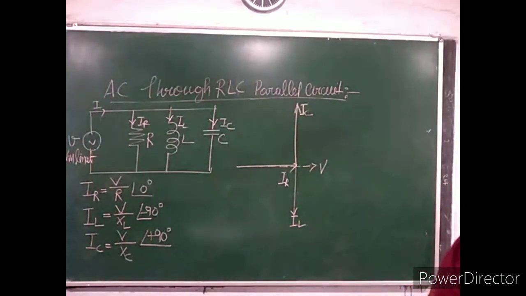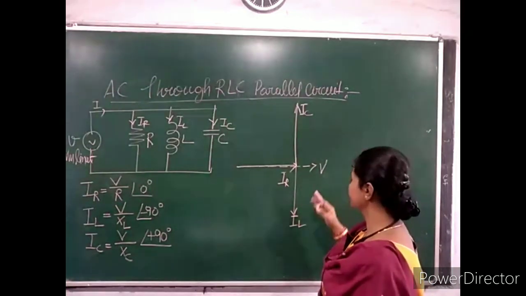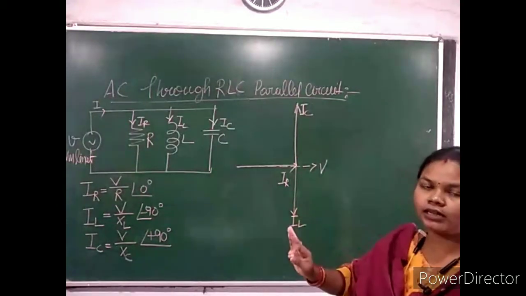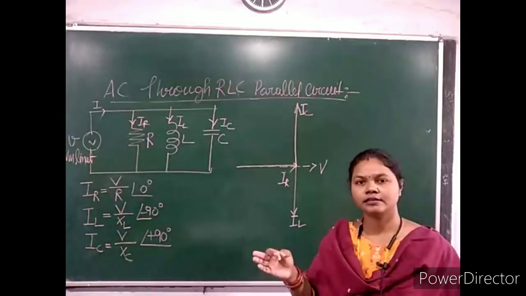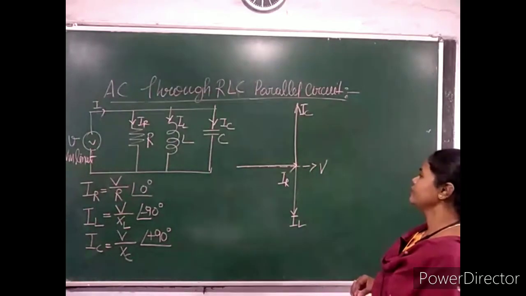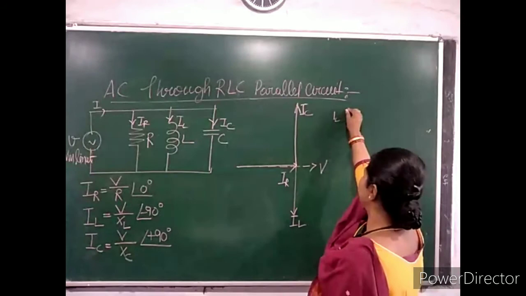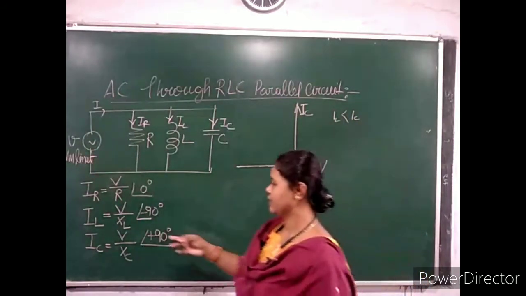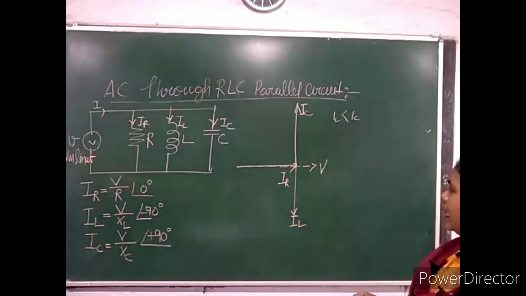Now from this phasor diagram you are very clear that these two currents are opposite to each other. If they are equal, that case is called resonance. We will derive that in the next module. Let here IL be greater than IC. What is IL? This one.